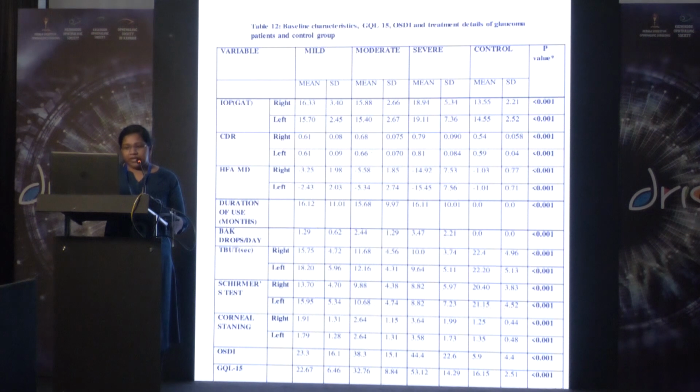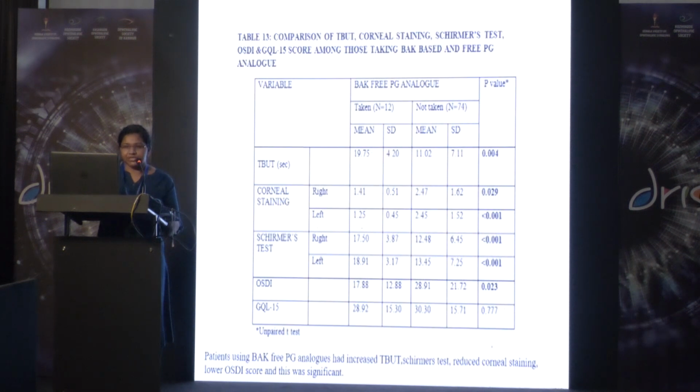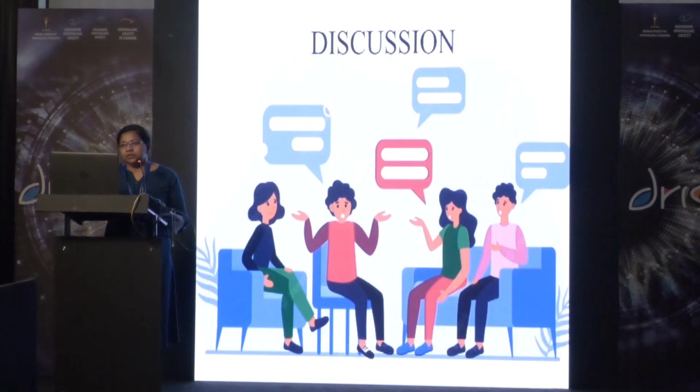Ocular surface disease parameters like TBUT, Schirmer decreased with the severity of the disease, and on the contrary, corneal staining increased with the severity of the disease. OSDI and GQL15 scores also increased with severe glaucoma. This was an additional finding where we compared BAK-free prostaglandin analogs with BAK prostaglandin analogs, and we found that parameters like TBUT, Schirmer were higher in patients who were using BAK-free, and the OSDI score was also found to be lower. However, GQL15 score was independent of these factors.